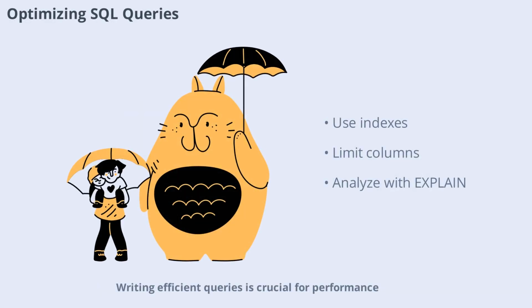Writing efficient queries is crucial for performance, especially with large databases. Use indexes, avoid unnecessary columns, and write clear conditions. Analyze your queries with EXPLAIN to see how they run. Optimization ensures your applications stay fast and responsive as your data grows.